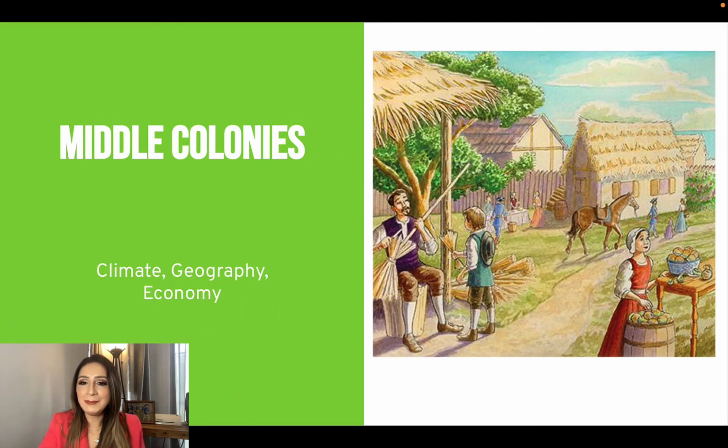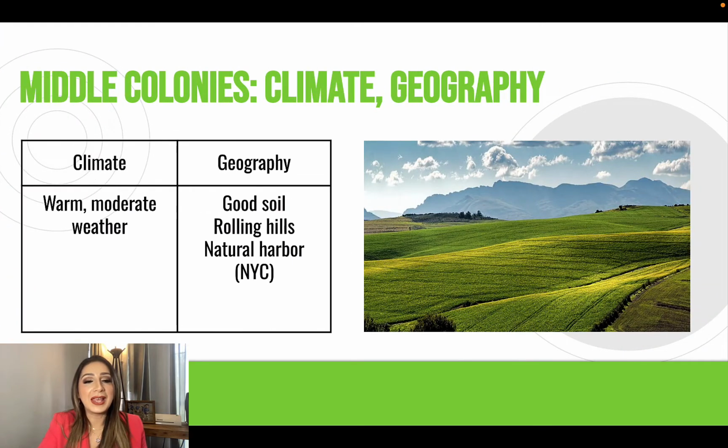Now, their climate and geography also determined their economy. They had warm or mild weather, also known as moderate, so it wasn't too hot, wasn't too cold. They had good soils with rolling hills. They also had a really important natural harbor that became New York City, one of the busiest seaports on the East Coast.